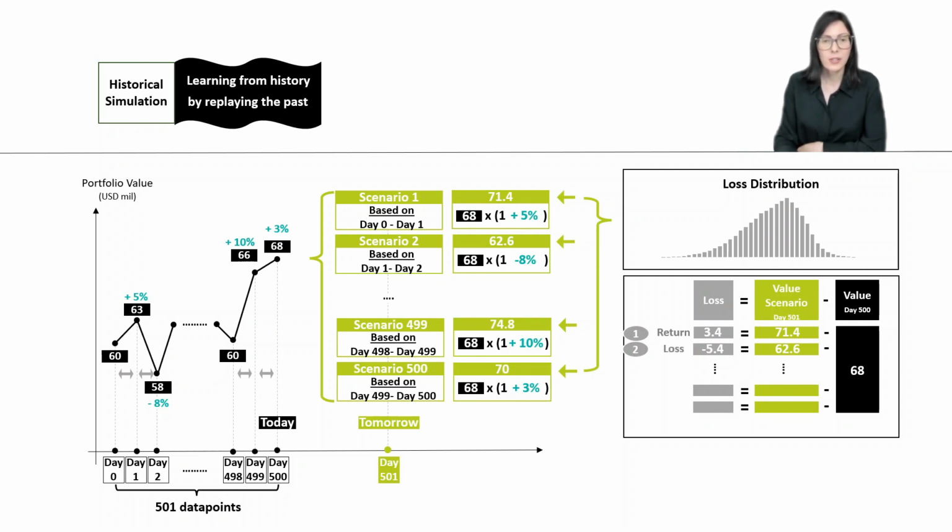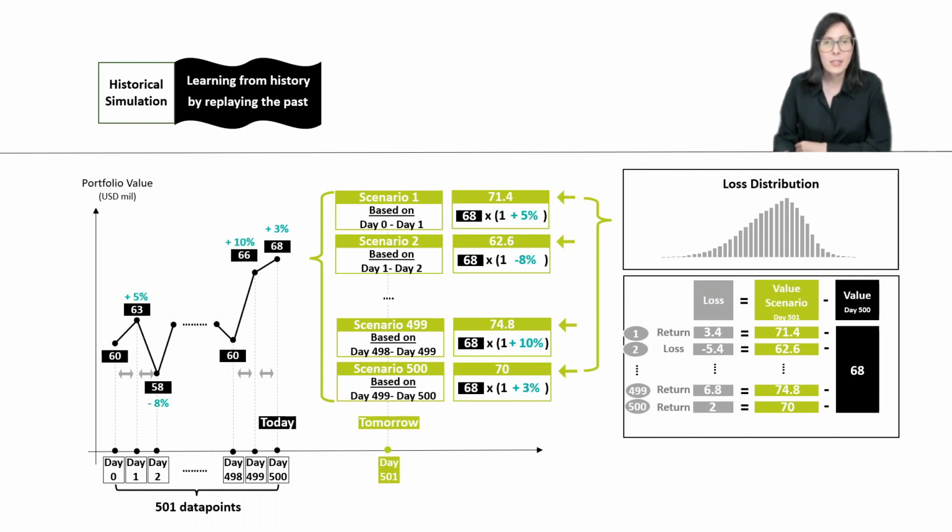In a similar fashion, if you want to calculate the loss for scenario 499, you would do the following. You take the simulated value for tomorrow and you subtract the observed value for today. And this would lead to positive 6.8. And because this is a positive value, this outcome is a return. Lastly, for scenario 500, you take the simulated value for tomorrow and you subtract the observed value of today. And this would lead to plus 2. And because this is also a positive value, scenario 500 is also a return.